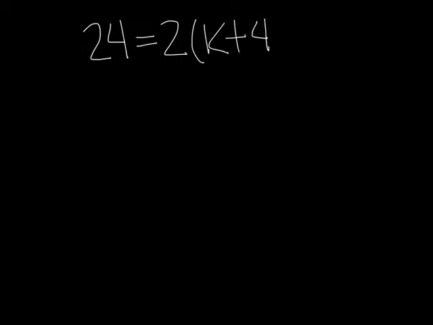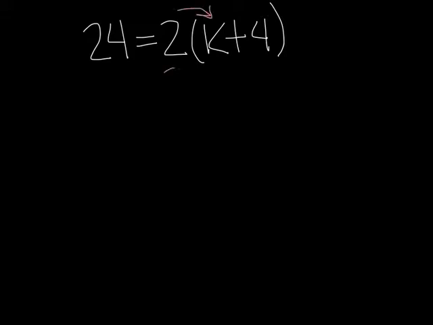Two-step equations, just like the name suggests, are equations that you can solve in just 2 steps. Let's take, for example, the problem 24 equals 2 times the quantity k plus 4. There's nothing that needs to be done on the left side of the equation, so let's focus on the right side. I see that we have distributive property.